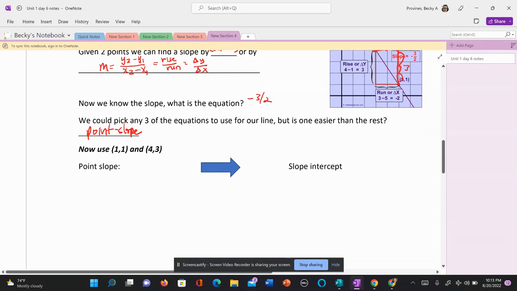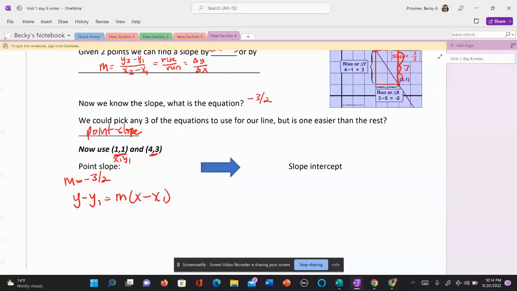So let's try this. I already know my slope is a negative 3 over 2. If I'm using point slope form, I can use either of these coordinates. They're both going to work. So I'm just going to pick the first one, 1, 1. I'm going to call this x1, y1. If you refer back to the top of your notes, we said the formula is y minus y1 equals m times x minus x1.